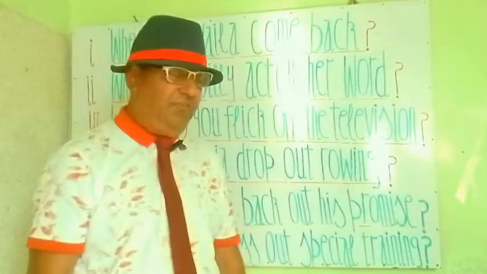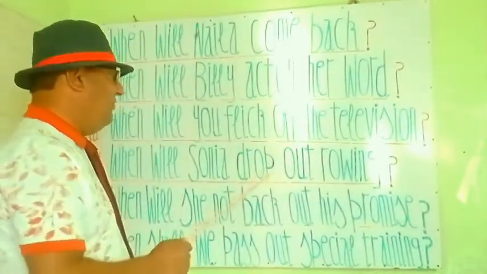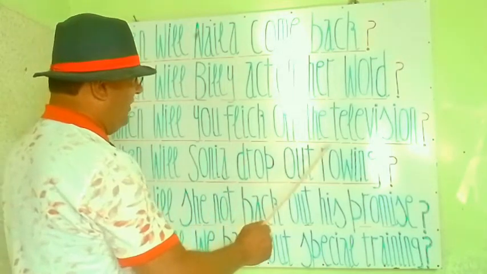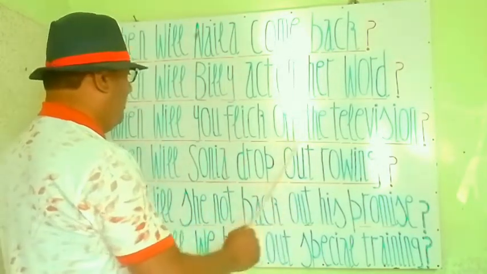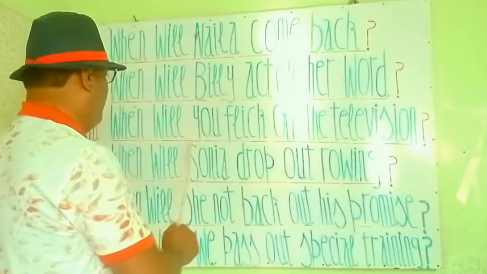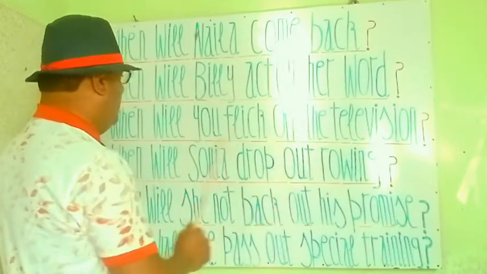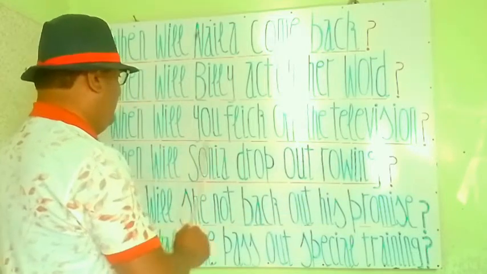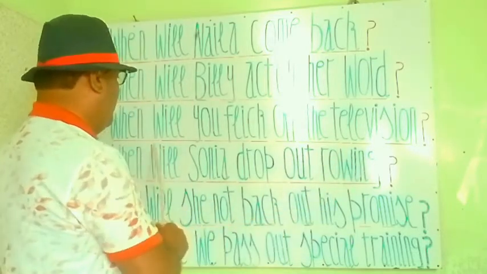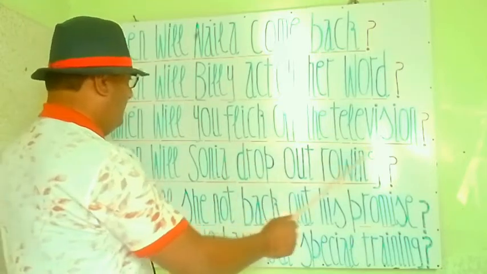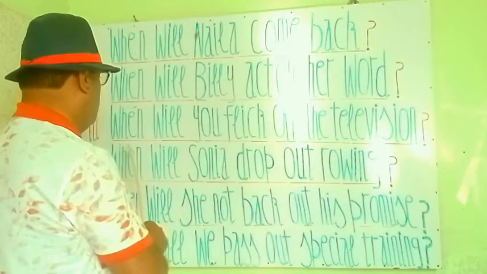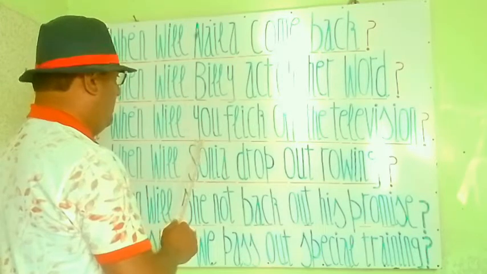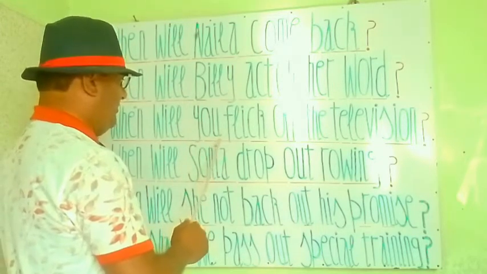Let's see the next phrasal verb. Next statement is also a question. When will you flick off the television? आप टेलीविजन को कब बंद करोगे? When will you flick off the television? When is an interrogative adjective. Will is a helping verb. You is a pronoun and a subject.